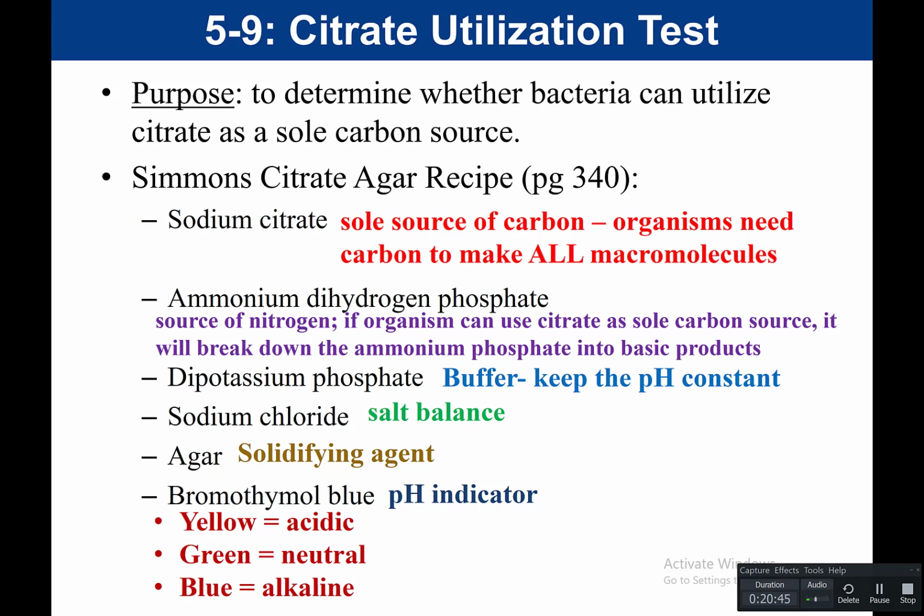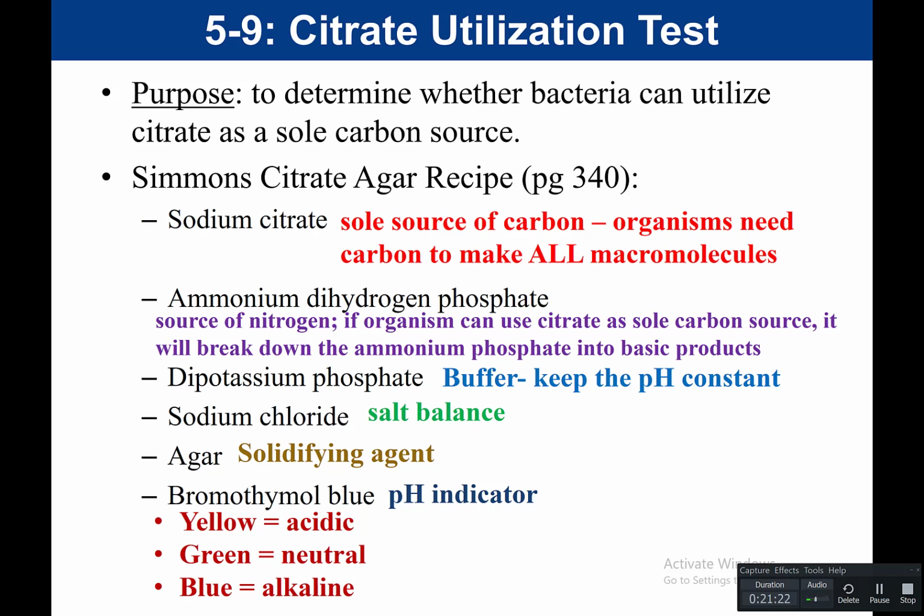Then we have the ammonium dihydrogen phosphate. You'll notice on the next slide, I abbreviate or condense it. Ammonium phosphate is fine. You don't have to remember the dihydrogen part. The ammonium phosphate is there because it is the source of nitrogen. And so if the bacteria can utilize the citrate as the carbon source, they will also need a source of nitrogen. And so the bacteria would then break down the ammonium phosphate and it would produce basic products, which is our readout.